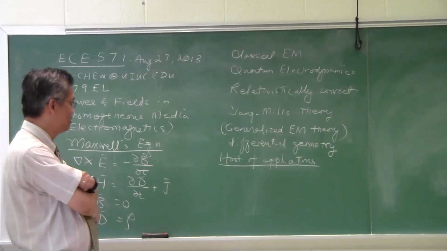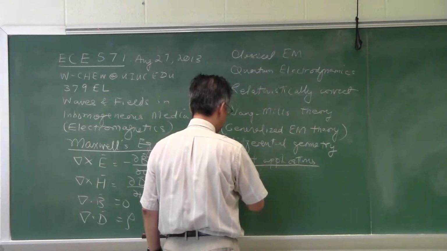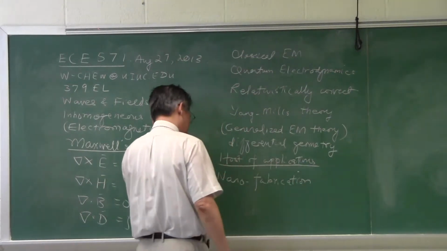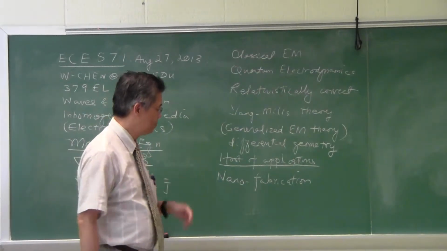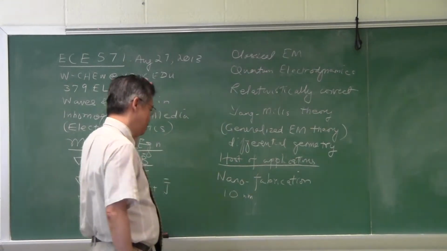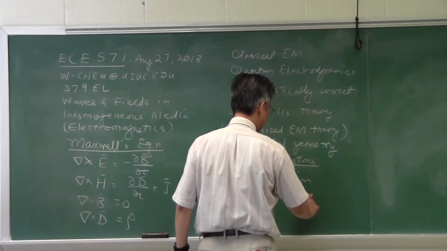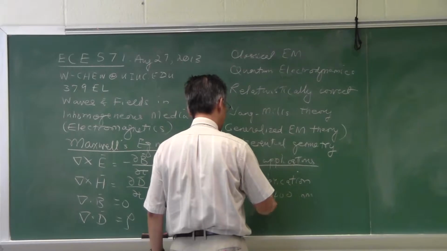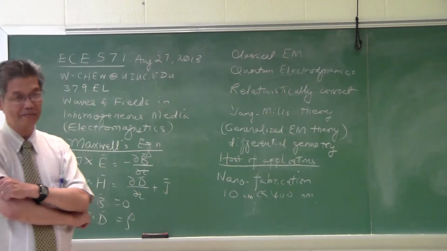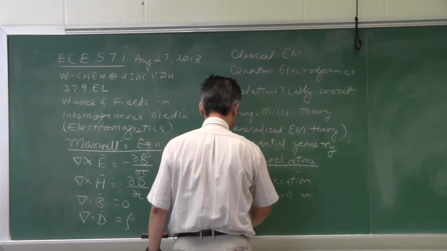And more recently, what is amazing is that because of nanofabrication technology, we can make things on the order of 10 nanometers. And if you look at blue light, it is about 400 nanometers. So we can make things that are much shorter than the wavelength of light now. And that makes things quite different, and that gives rise to a new field called nano-optics.